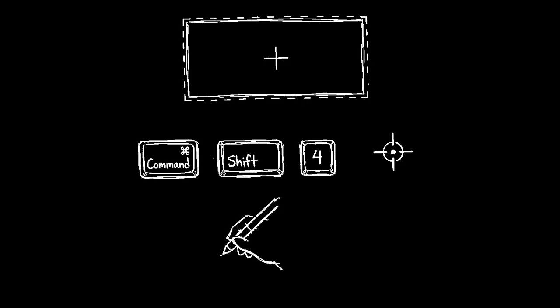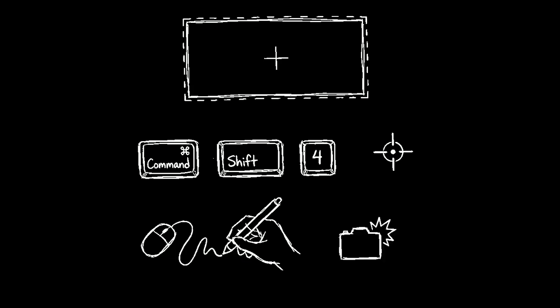To capture only part of the screen, press Command, Shift, and 4. Your cursor turns into a crosshair. Click, drag to select the area you want, and release to capture it.